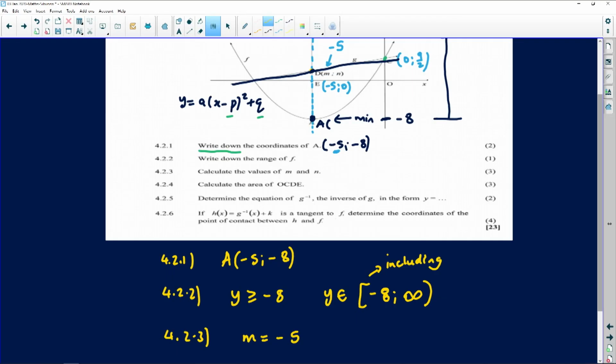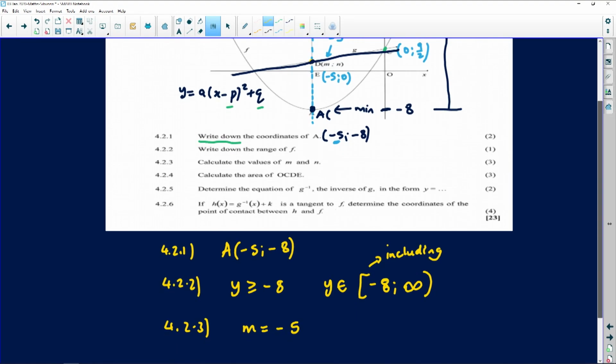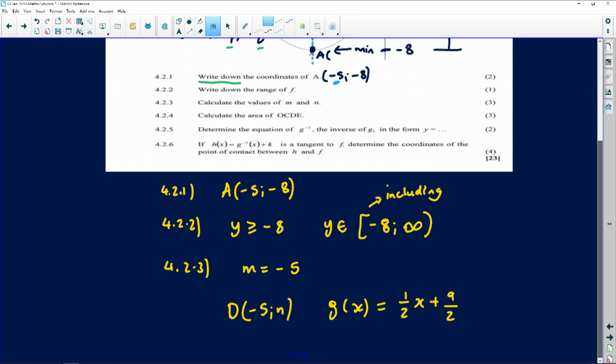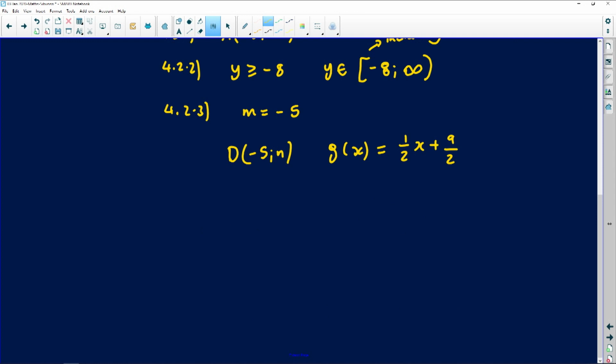All right. Now, how can we use this to figure out the missing coordinate, which is n? Remember they said D, which we now know has x equal to negative 5, and n is on a straight line, which is g of x. It lies here, it's on this line, with the equation of g of x being simply half x plus 9 over 2. Now, what I'm going to do is substitute this negative 5 wherever I see x, and that should help me figure out what n is.